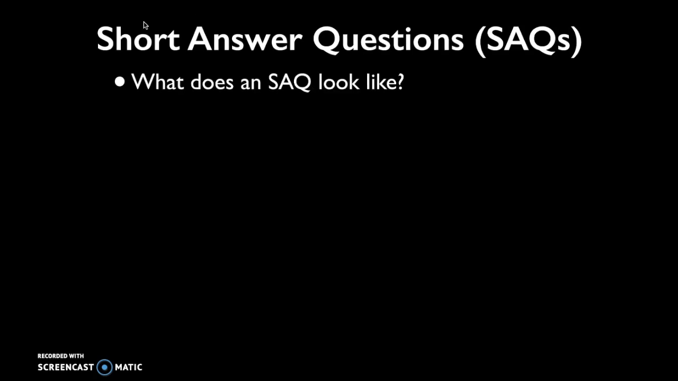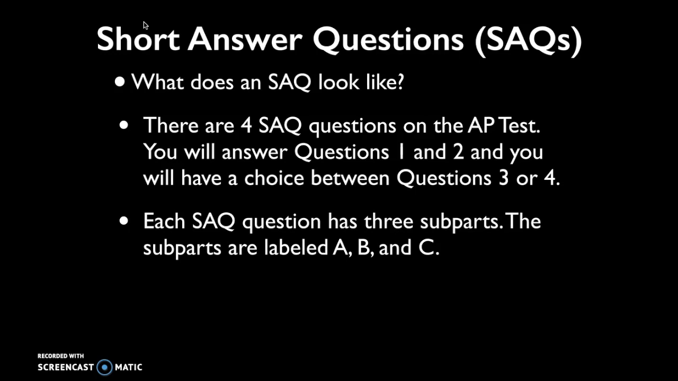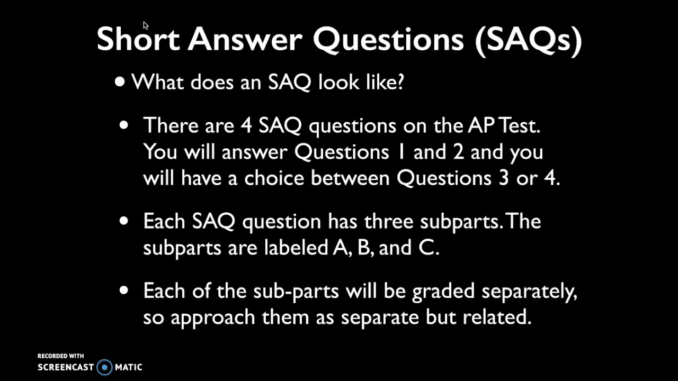So the first question is, what does an SAQ look like? There are 4 SAQs, and there are 2 required questions. You get to choose between questions 3 and 4, and each SAQ has 3 subparts. So question 1 will have subpart A, B, C, and so forth. And so each of these subparts are graded separately. You can get 1 point for each subpart, but you should approach them as related, but ultimately to answer them separately.